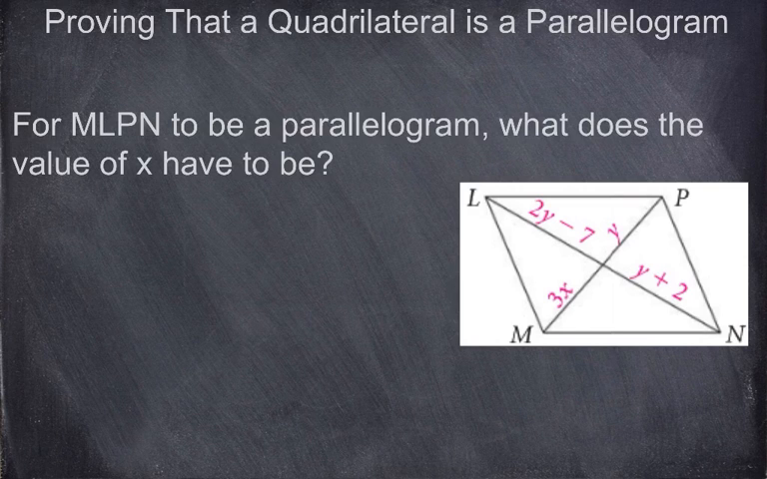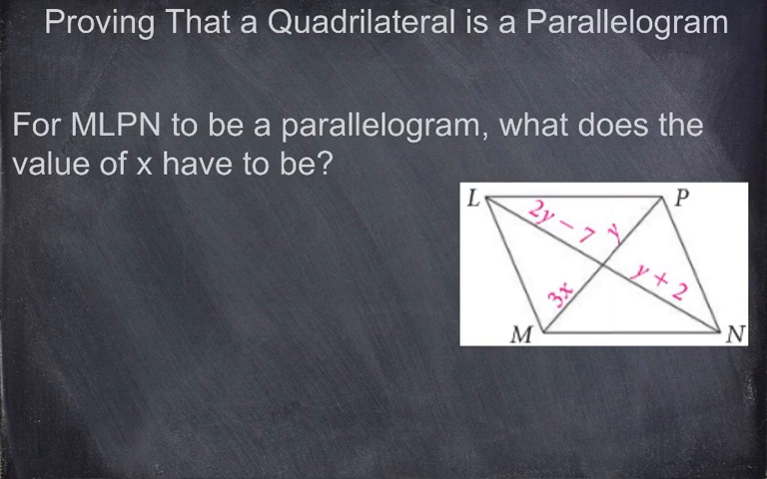So we have a parallelogram here, MLPN, well, a quadrilateral. For it to be a parallelogram, what does the value of x have to be? Well, we learned that if the diagonals bisect each other, then it's a parallelogram. So let's go ahead and set up those equations.